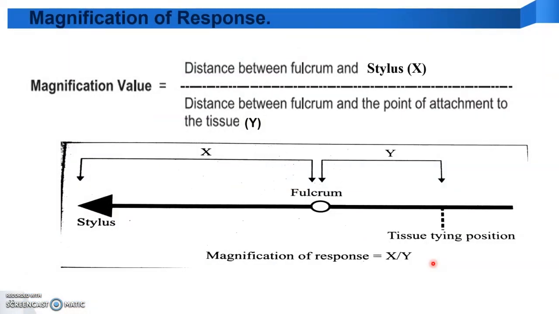And how do you check the magnification of the response? With the help of the magnification value or formula. This is the magnification graph. This is the structure of the lever. How to calculate this magnification value? It is the distance between the fulcrum and the stylus divided by the distance between the fulcrum and the writing point, or point of attachment to the tissue. This is the fulcrum where the lever is fixed. From the left side and from the right side, you balance this distance with the help of this fulcrum, meaning x and y is the ratio. We can balance that lever with the help of this ratio.